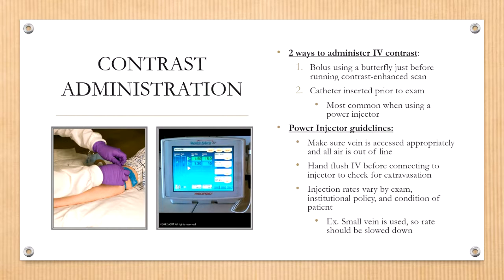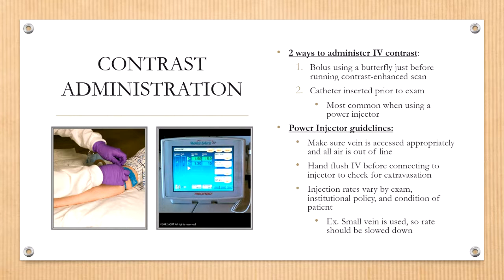When we administer contrast in MRI, we typically go 2 ways. We either do it with a butterfly bolus injection right before we run the sequences, the contrast enhanced sequences, or we use a catheter that we insert prior to starting the exam, and we connect that to a power injector and we inject via the power injector.